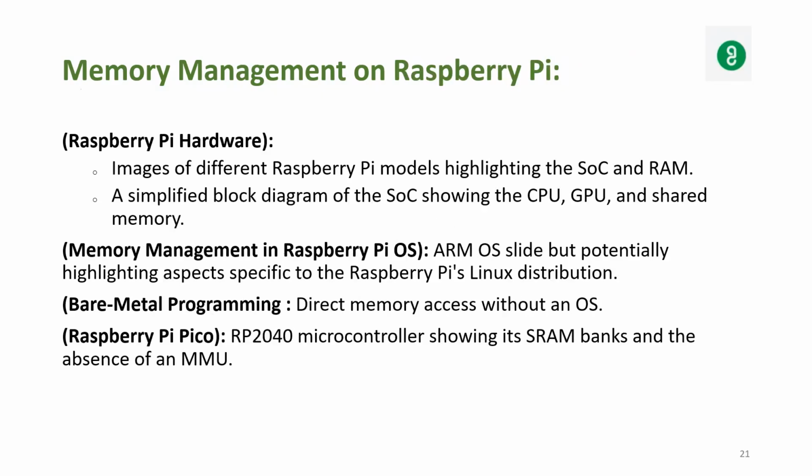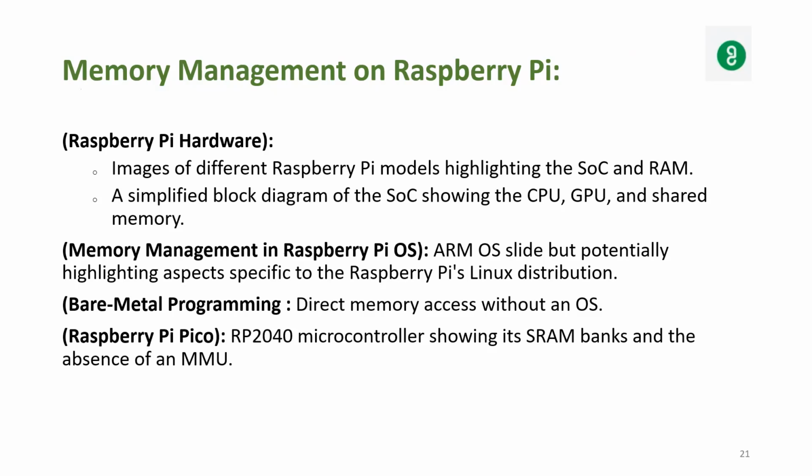In case of Raspberry Pi, images of different Raspberry Pi models highlighting the system on chip and RAM. The basic architecture used in Raspberry Pi hardware is a system on chip, and it shows the CPU, graphical processing unit, and shared memory. This is available in Raspberry Pi hardware. In case of memory management in Raspberry Pi OS, it highlights aspects specific to Raspberry Pi's Linux distribution.